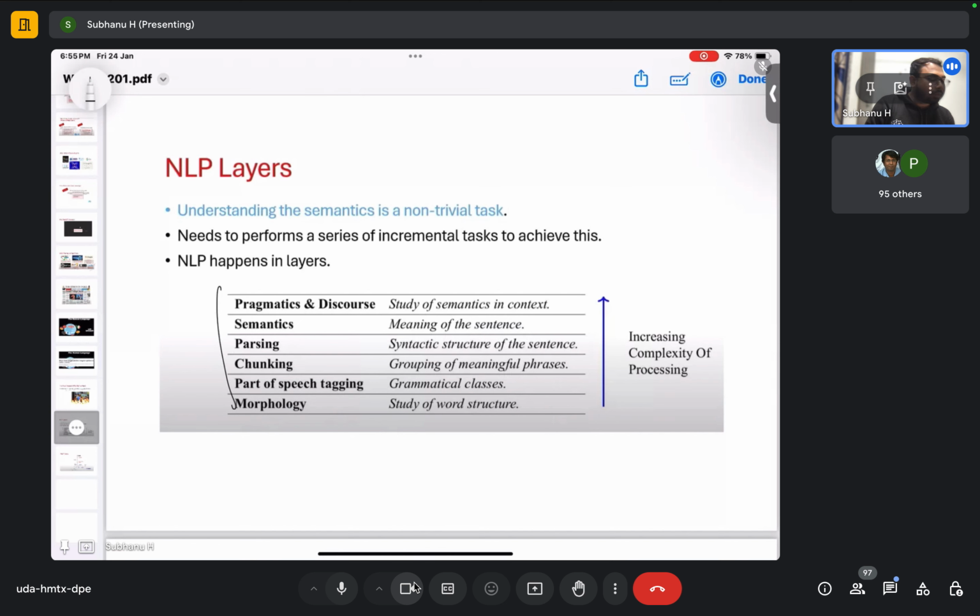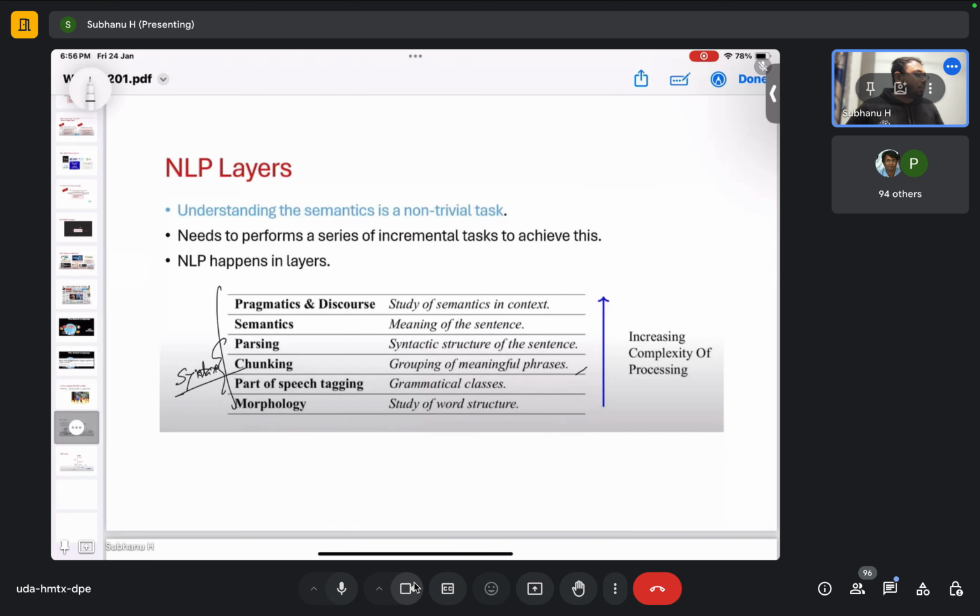Then we have chunking, that means grouping of meaningful phrases, where we identify the recursive or non-recursive phrases, basically noun, verb, etc. Then we have parsing, that means validating the grammatical structure of the sentence using a parse tree, and like this. So these three, parsing, chunking, and POS tagging, are called the syntax or syntactical analysis. Then we have semantics, semantic analysis, and pragmatics and discourse.